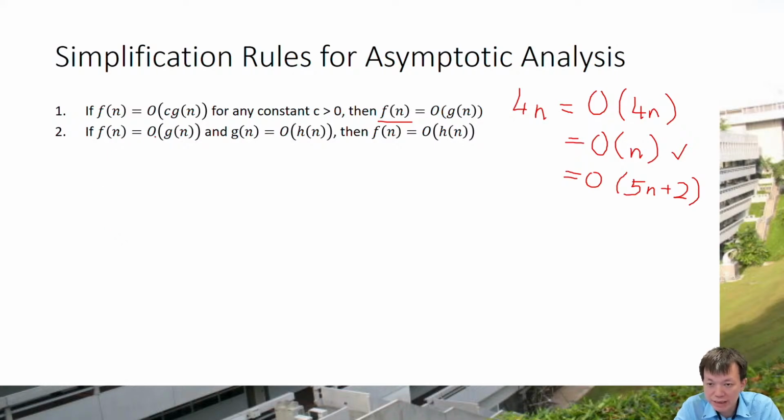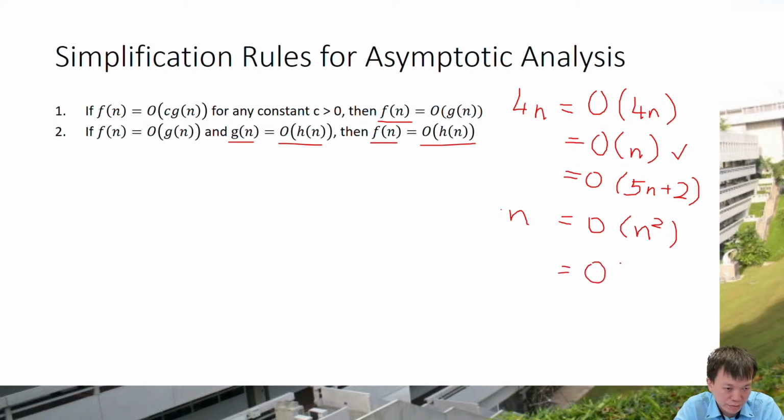Another one: f(n) is in O(g(n)). If f(n) is in O(g(n)) and g(n) is in O(h(n)), of course you can say f(n) is in O(h(n)). That means if 4n is in O(n) and n is definitely in O(n square), then you can conclude that 4n is also in O(n square).